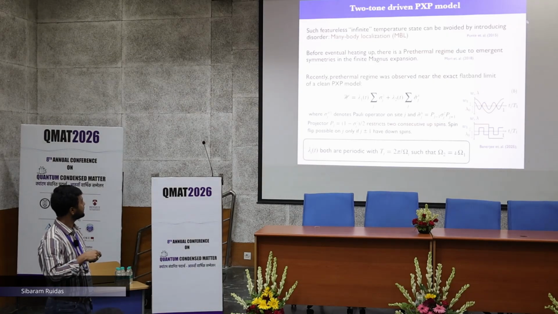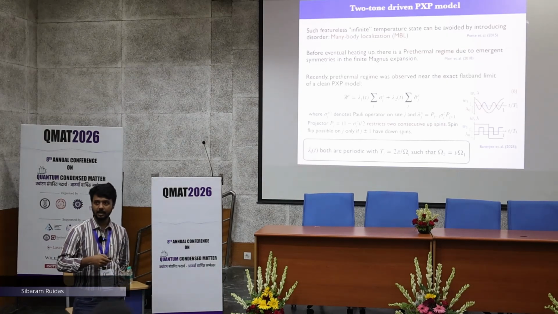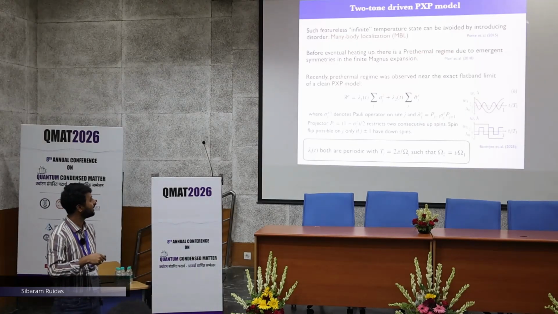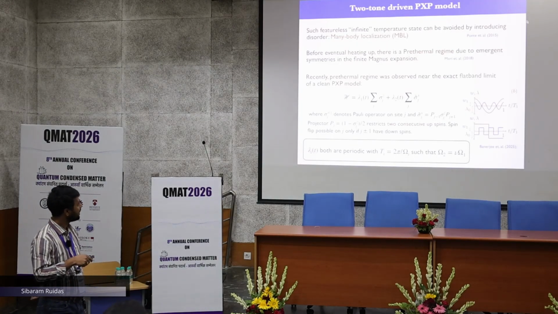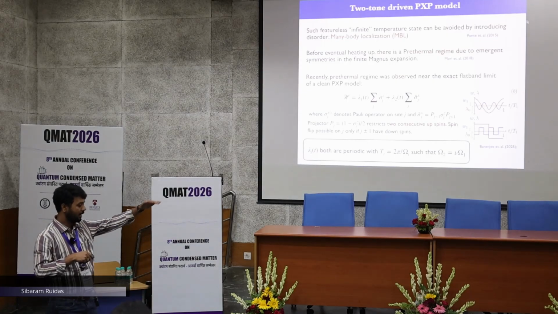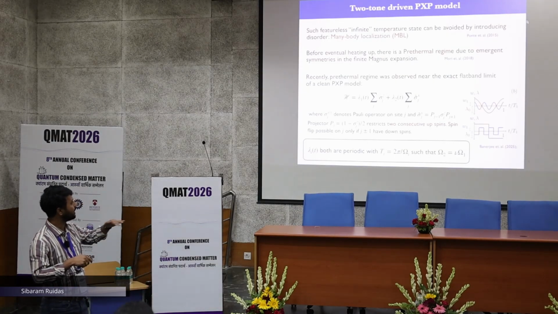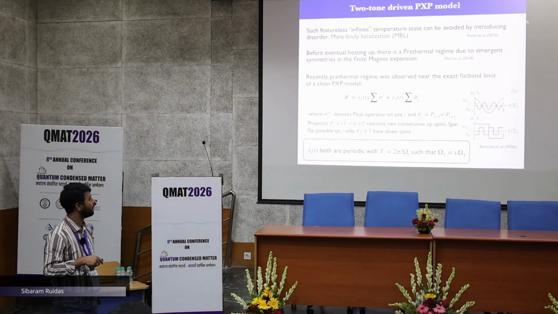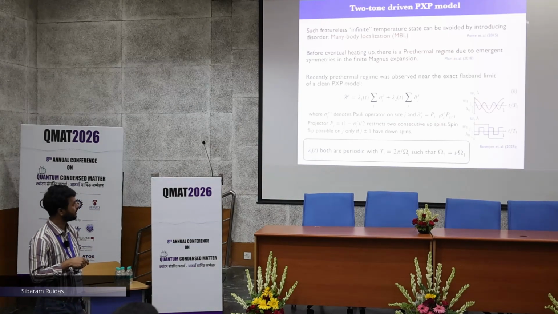Due to the emergent symmetries, if you truncate the Magnus expansion to some terms, you will find that emergent symmetries come in, and due to that you will get a prethermal regime where, before going to the infinite temperature state, there is a plateau where you can see some interesting behavior. This has been observed before, in terms of calculating entanglement entropy and so on.